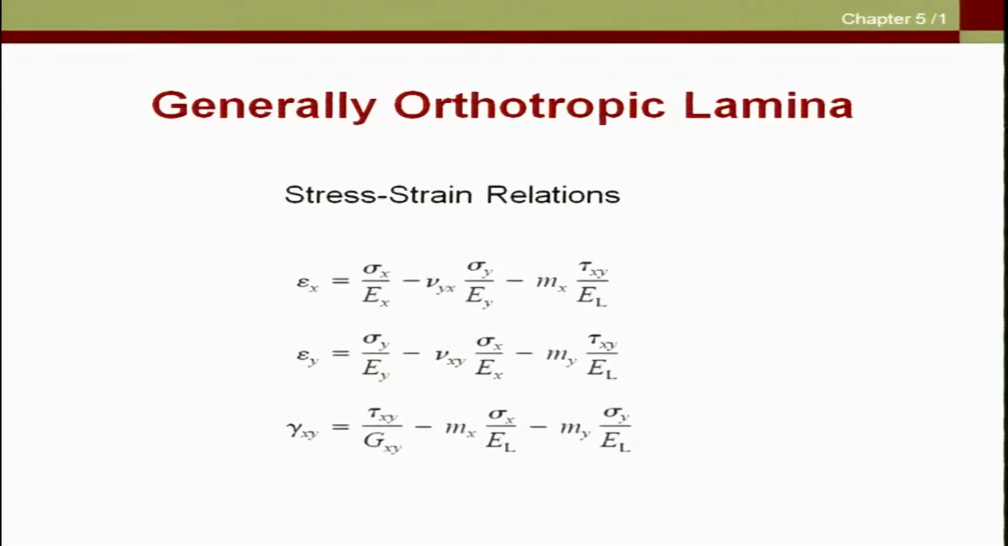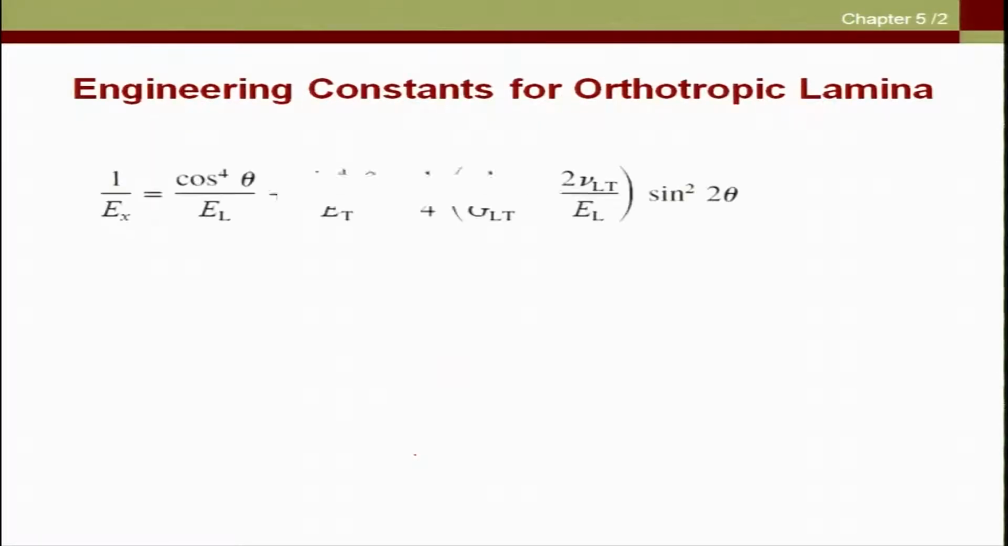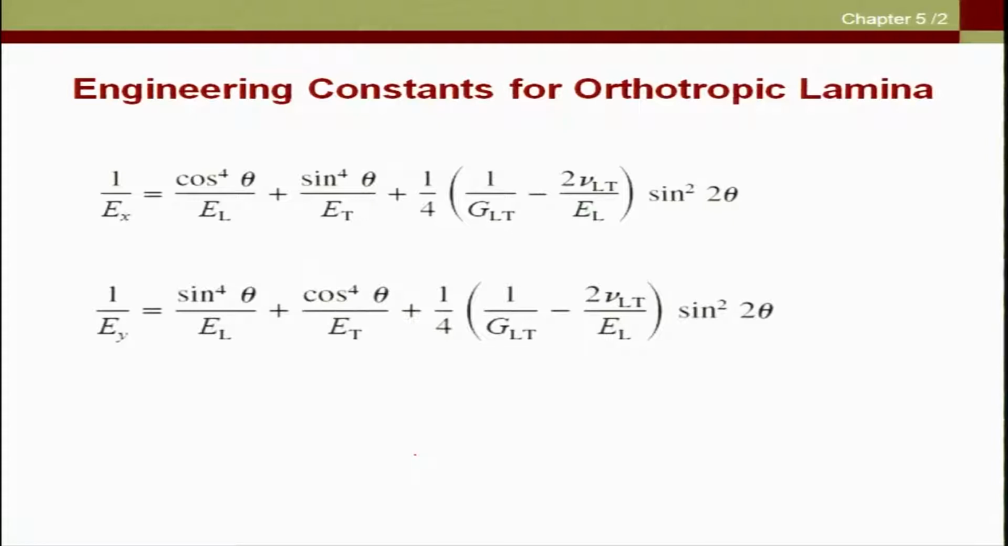Specifically we had developed relations for Ex, Ey, nu xy, nu yx, Mx, My and Gxy, and these 7 relations are shown here. So, these are the 2 relations for Ex and Ey. Here, if we know all the parameters on the right side of the equation, specifically El, Et, GLT, nu LT and the value of theta, we can compute Ex and Ey. These are relations we had developed.